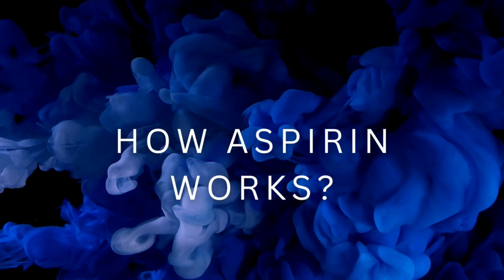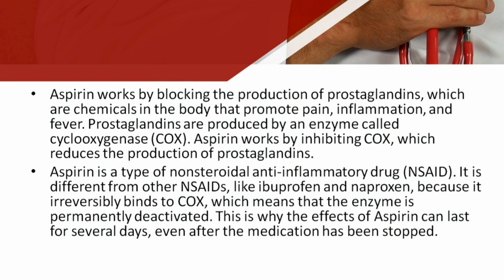How aspirin works. Aspirin works by blocking the production of prostaglandins, which are chemicals in the body that promote pain, inflammation, and fever. Prostaglandins are produced by an enzyme called cyclooxygenase, COX. Aspirin works by inhibiting COX, which reduces the production of prostaglandins. Aspirin is a type of nonsteroidal anti-inflammatory drug, NSAID. It is different from other NSAIDs, like ibuprofen and naproxen, because it irreversibly binds to COX, which means that the enzyme is permanently deactivated.